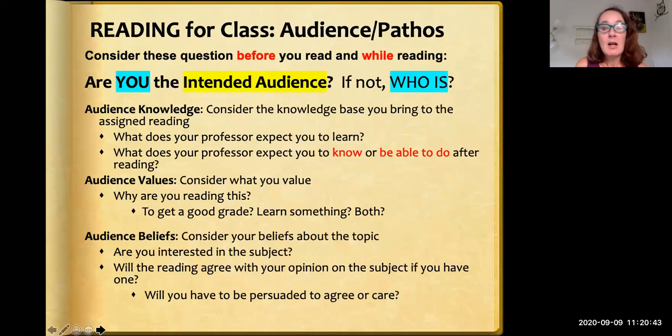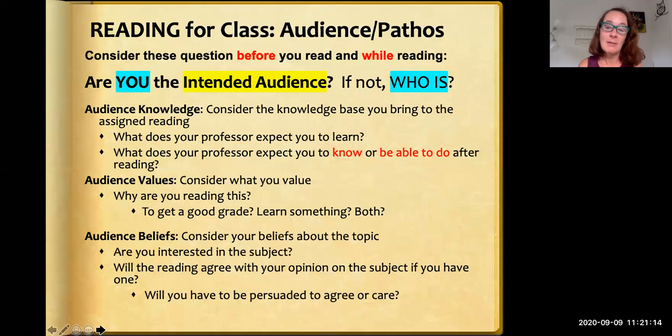So what about audience or pathos? Consider these questions before you read and while reading. Are you the intended audience? If not, who is? So for your textbooks, for math, for chemistry, for history, for philosophy, when you're reading a textbook, you are the intended audience, right? Aside from the textbook, most likely you're not the intended audience. So if you're reading a newspaper article, who reads that newspaper? Is it a conservative publication like the Wall Street Journal or a liberal publication?